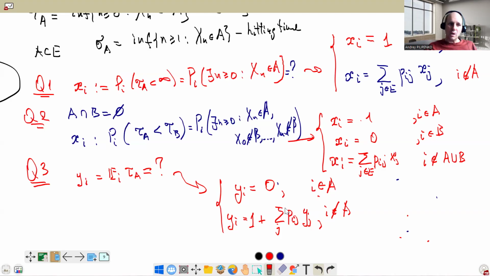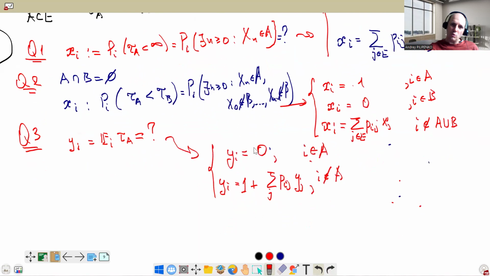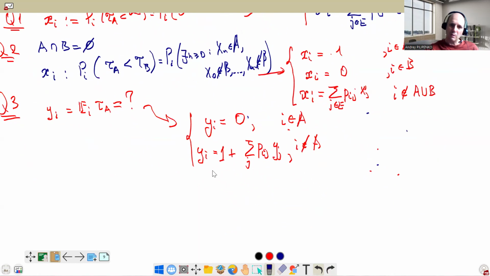This is correct. However, if the state space is infinite, say natural numbers or integers, then the expectations may be infinite. Nevertheless, the system is correct. However, you may have an equality like infinity is equal to infinity. Let me formulate one result. So this system is star.